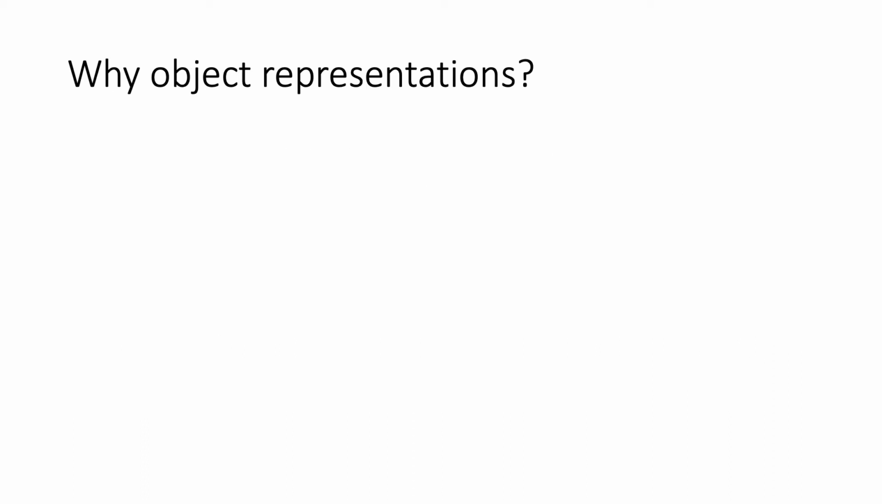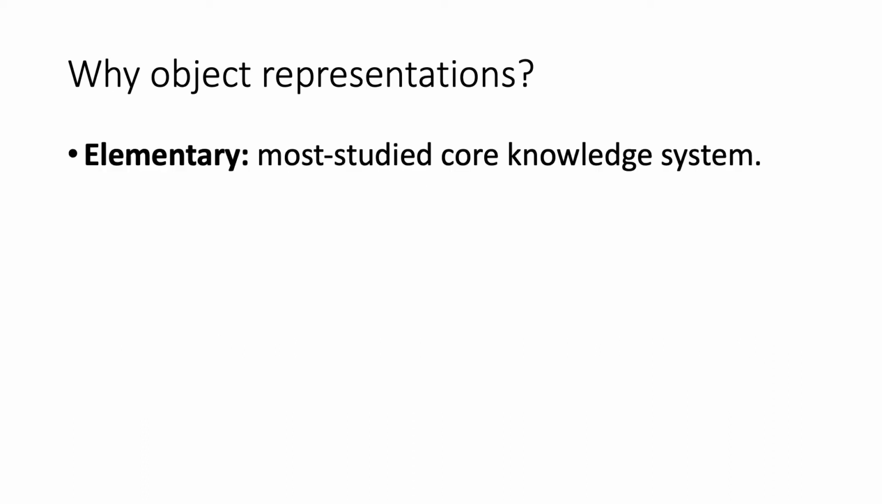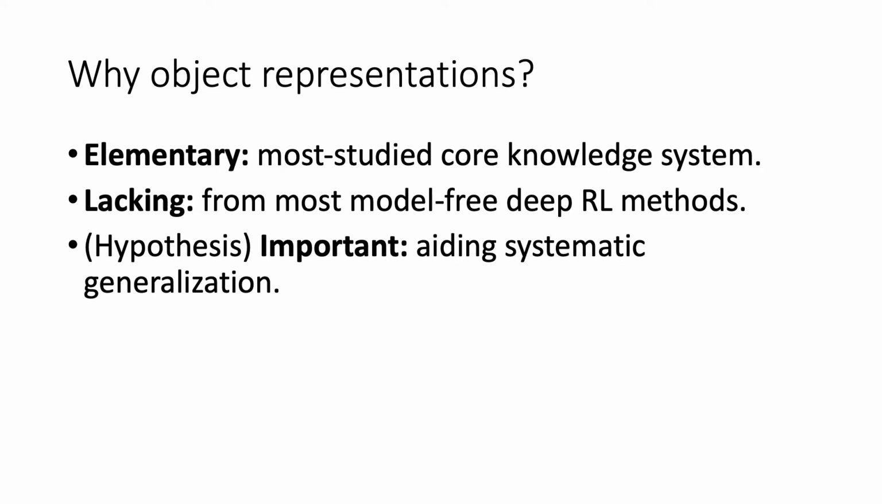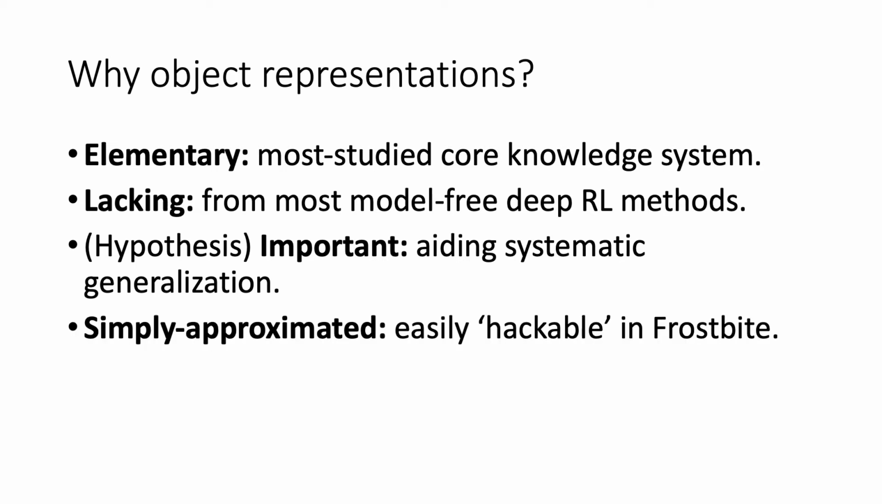Why do we think object representations are important? They're one of the most well-studied core knowledge systems. They're lacking from most model-free deep reinforcement learning methods. We think they might aid in generalizing systematically, and we could simply approximate them in Atari Frostbite.